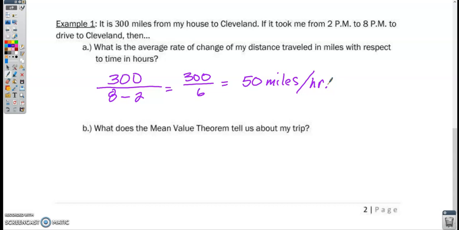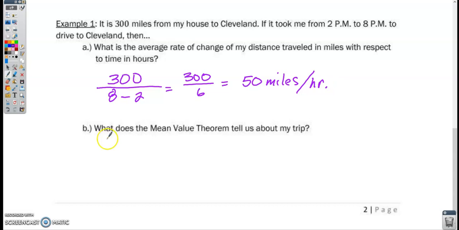It has to actually cross through all the speeds in between. So my speed in my car is a continuous function. It's also differentiable. I don't have any cusp points or corners or anything like that in my speed function. Therefore, the mean value theorem applies to this trip.